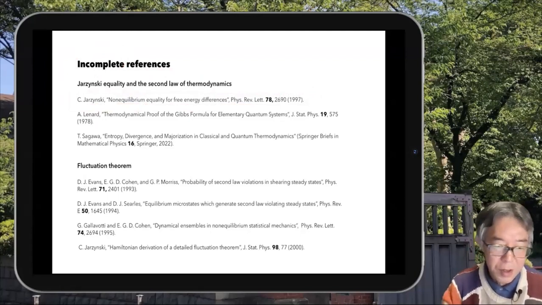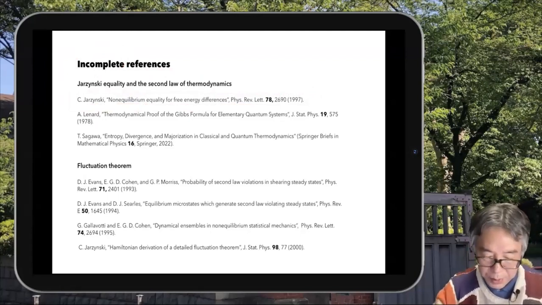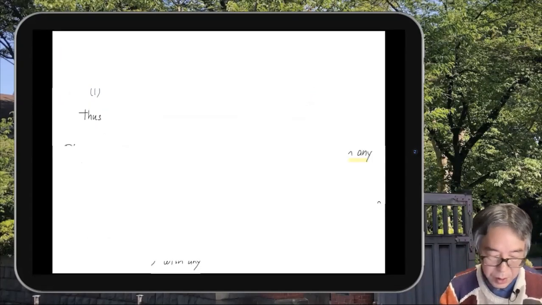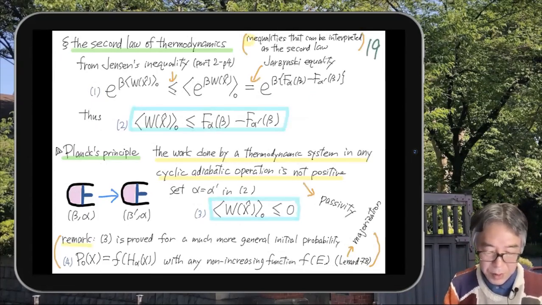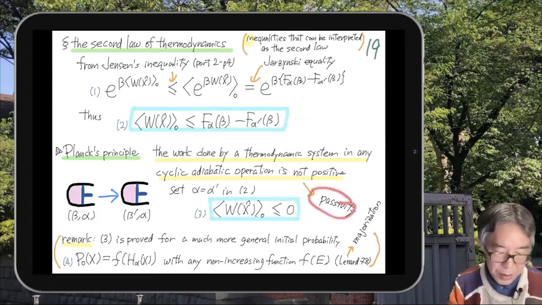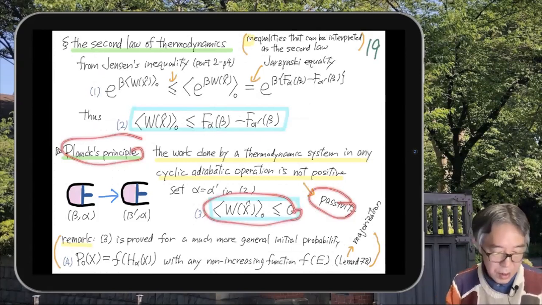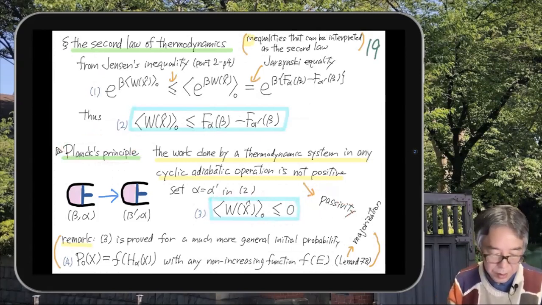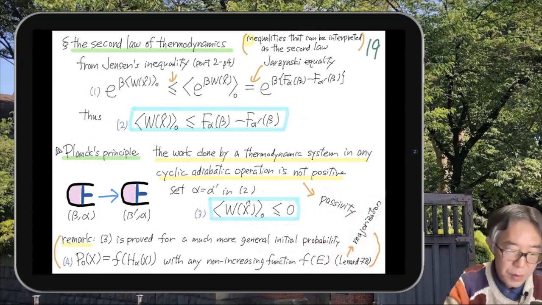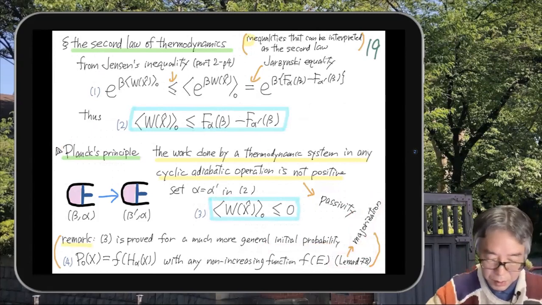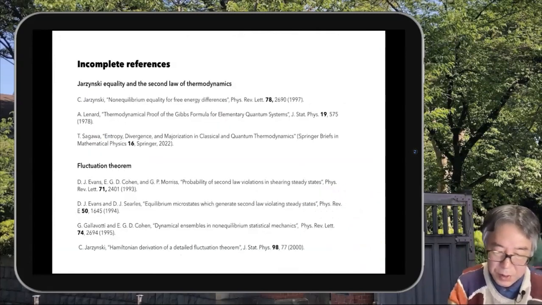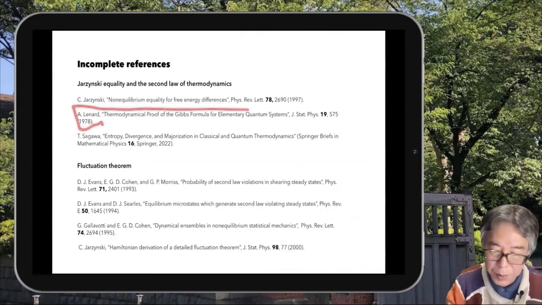And probably this is the only thing we need for this part. You probably remember in page 19, we discussed the derivation of one form of the second law of thermodynamics, passivity or Planck's principle, which looks like this. And I argued that you can derive this in a much more general setting. It was done by Lenard using a technique called majorization. If you are interested in this, the basic reference is this 1978 paper by Lenard.